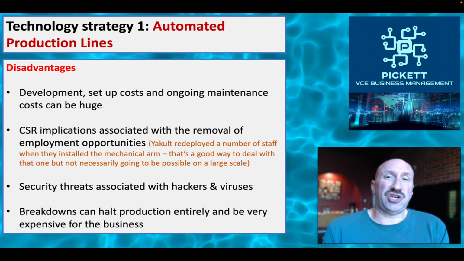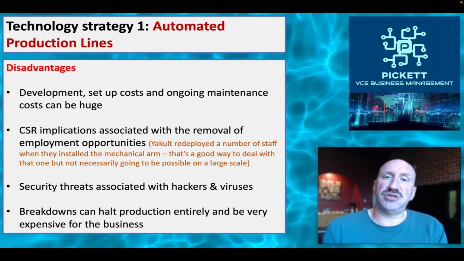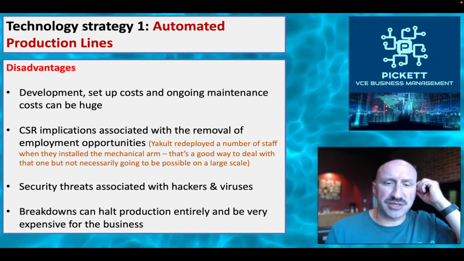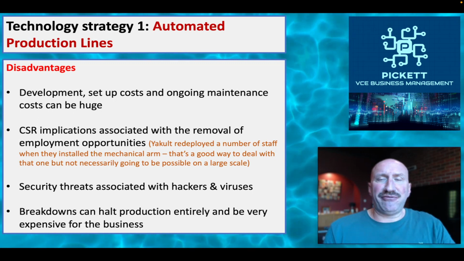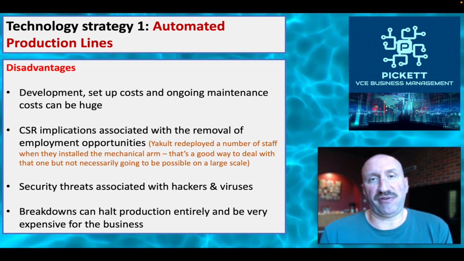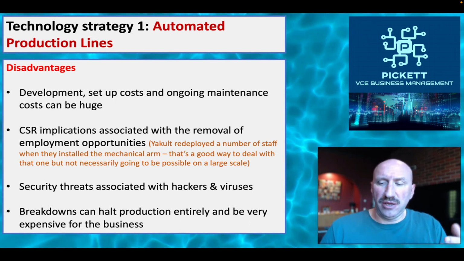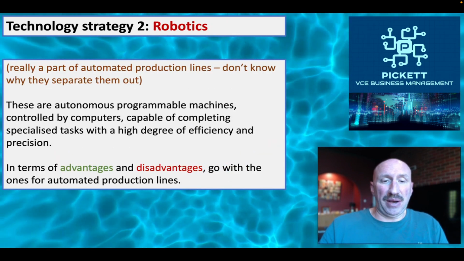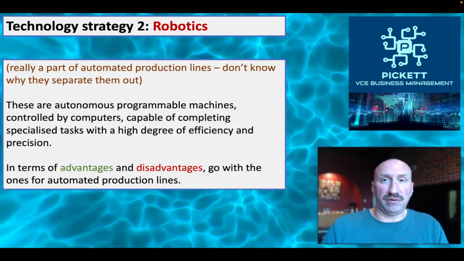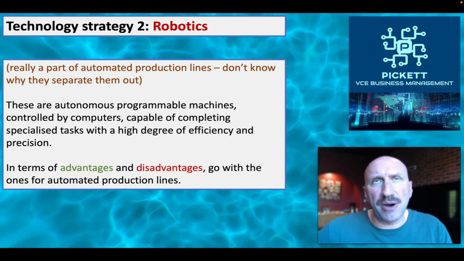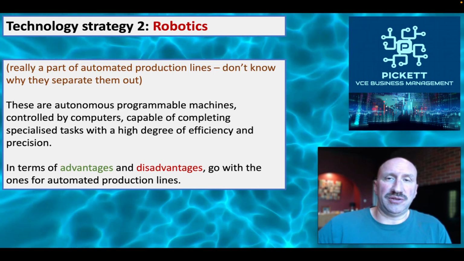Third disadvantage, security threats potentially associated with hackers and viruses, because this is now all controlled via computers, so there is that risk. And finally, breakdowns can halt production entirely and be very, very expensive for the business. Now, if we go back to the advantages, I said machines don't get sick, don't need breaks, take holidays, but they do break down. Ideally, if you're maintaining them as best as possible, that's going to be minimized, but there is always the chance that could happen.